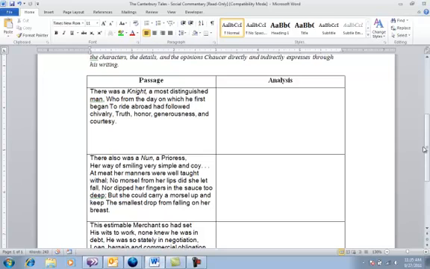There was a knight, a most distinguished man, who from the day on which he first began to ride abroad, had followed chivalry, truth, honor, generousness, and courtesy. The first thing I want you to do when you read one of these passages is try to decide, is Geoffrey Chaucer looking at this person, at this group, in a positive or in a negative light? Okay, we know the knight's distinguished. He's following chivalry, truth, honor, generousness, and courtesy. I would say that all of those are pretty positive reflections on him. So, we're going to just list this as being a positive reflection.